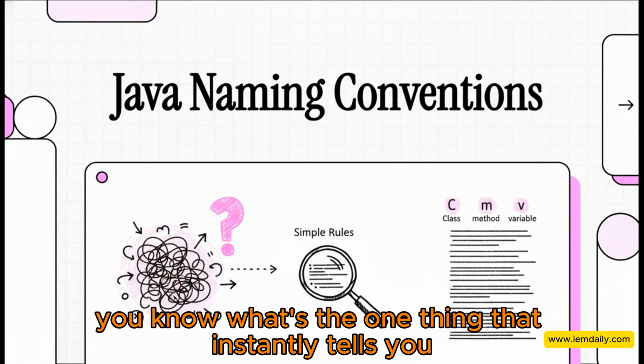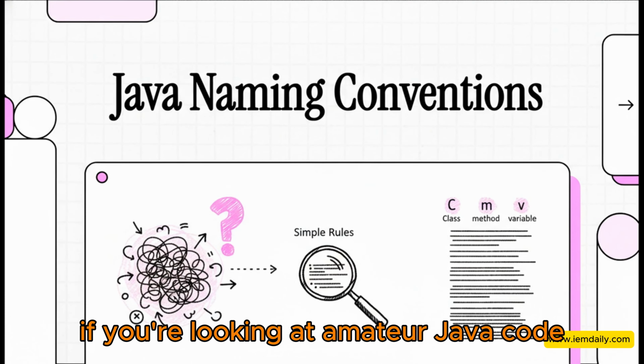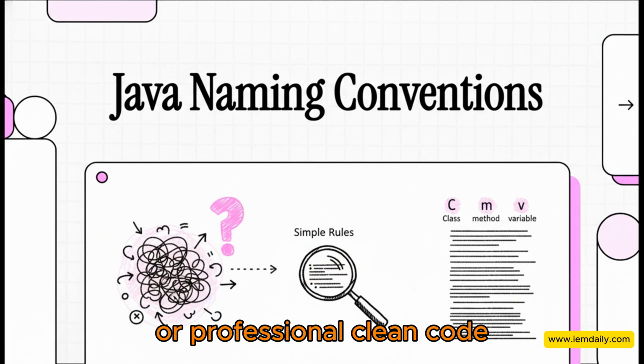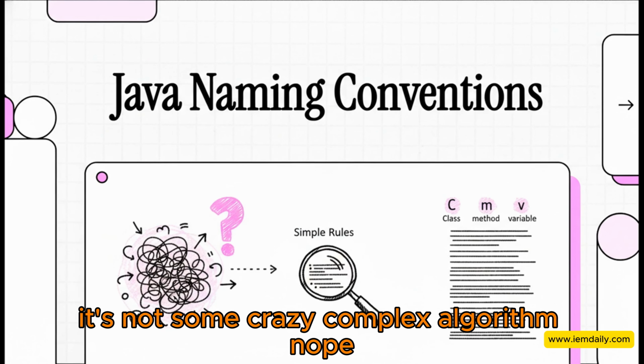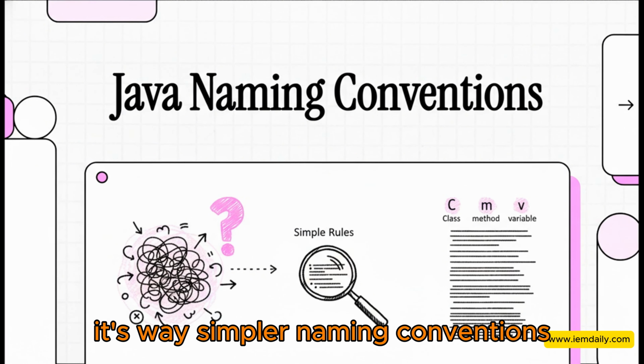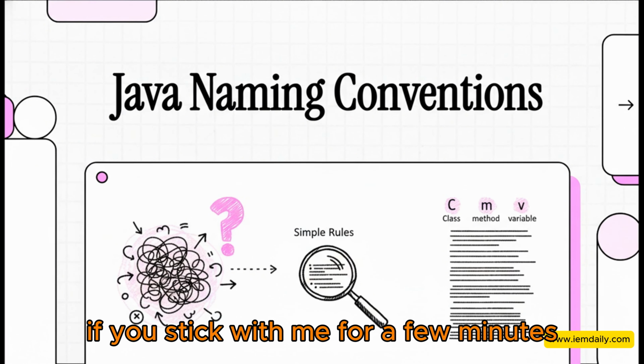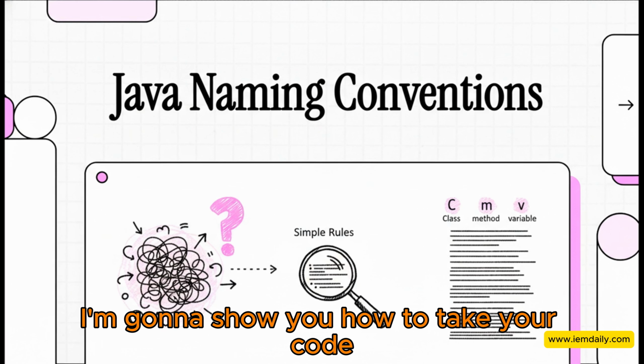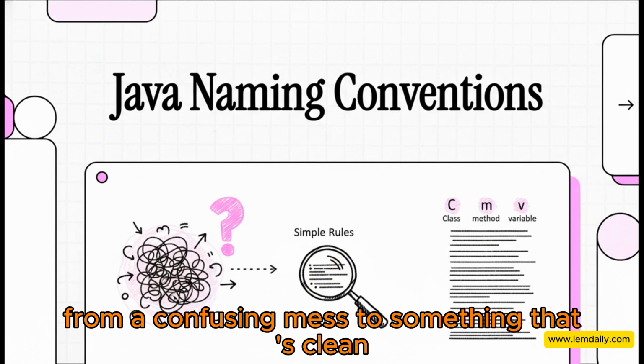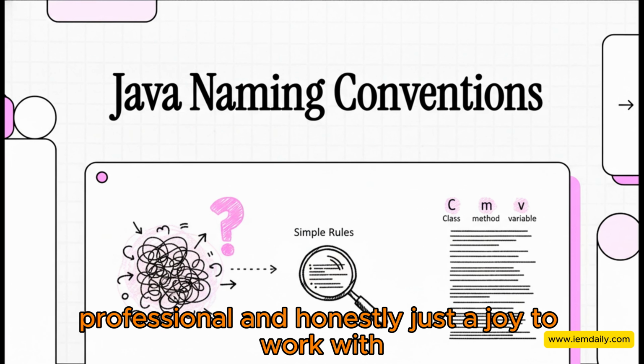You know, what's the one thing that instantly tells you if you're looking at amateur Java code or professional, clean code? It's not some crazy, complex algorithm. Nope. It's way simpler. Naming conventions. If you stick with me for a few minutes, I'm going to show you how to take your code from a confusing mess to something that's clean, professional, and honestly, just a joy to work with, all by following a few simple rules.